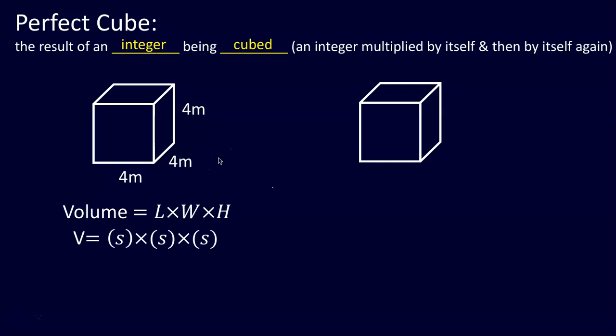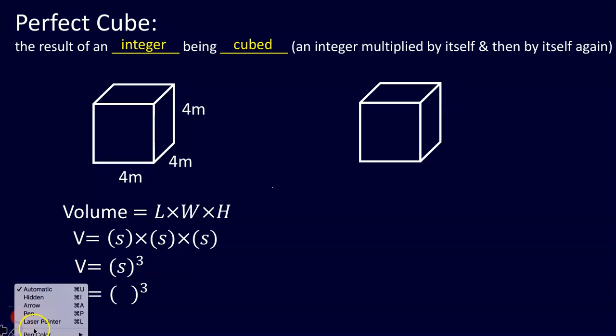Alternatively, you could also use the formula volume equals s times s times s to find the volume of a cube. And the reason why you could use this for a cube is because every side length in a cube is the same. So we don't have to use different variables for each side if they're all equal. S times s times s is the same as s cubed.